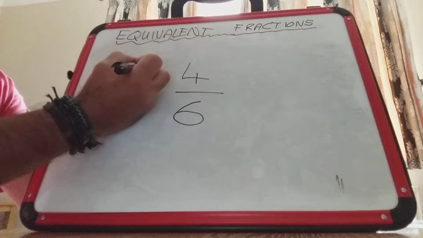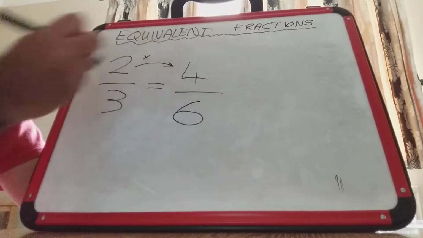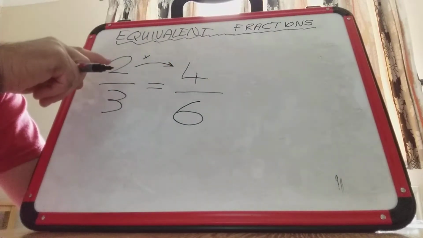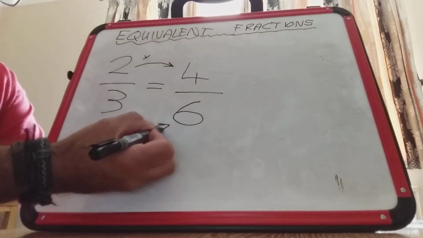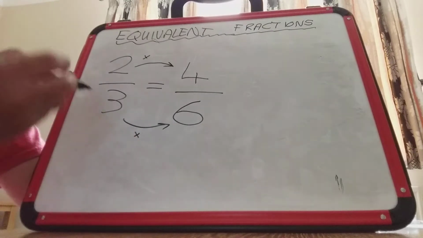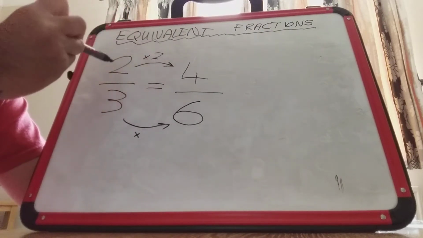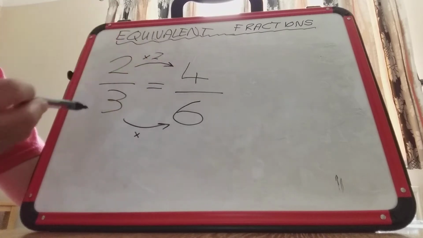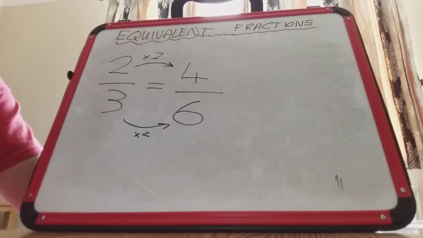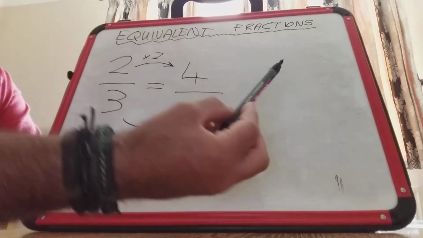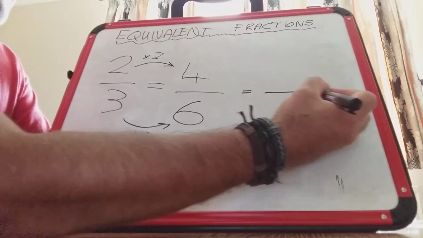Now, with equivalent fractions, what you have to do is multiply exactly the same number at the top and at the bottom. So if we multiply by 2, we've got 2 multiplied by 2 is 4, and 3 times 2 equals 6. Okay, now with equivalent fractions you can just keep going on and on forever.